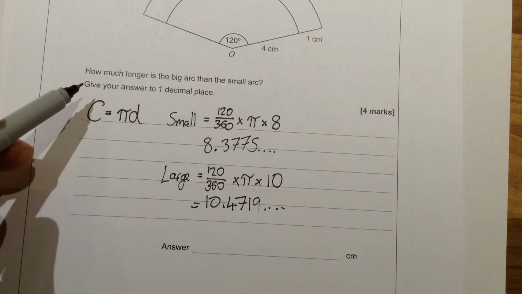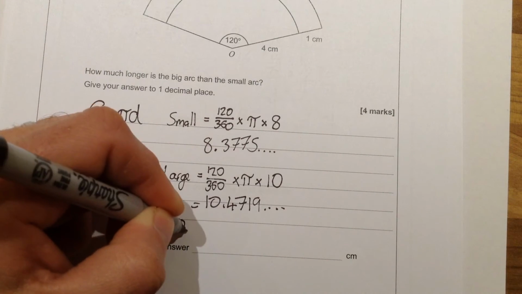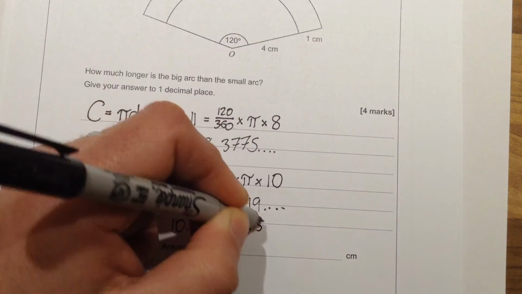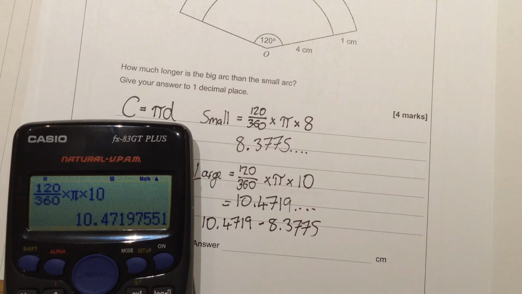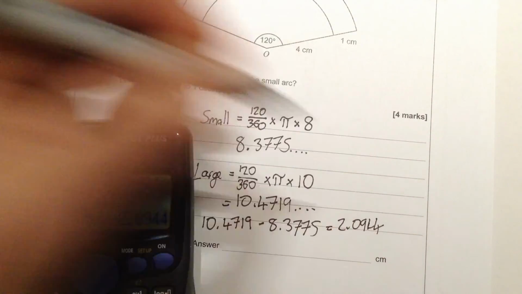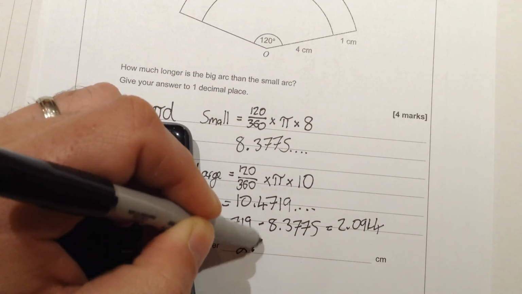Because I'm looking for the difference, so how much bigger this one is than this, I would then have to do, as my final step, 10.4719 take away 8.3775, which if you use your calculator, we get an answer of 2.0944. Just check, the question does say to 1 decimal place, so that is going to give us an answer of 2.1.